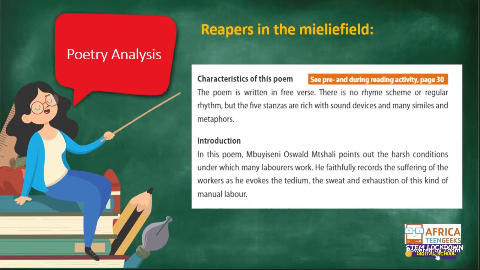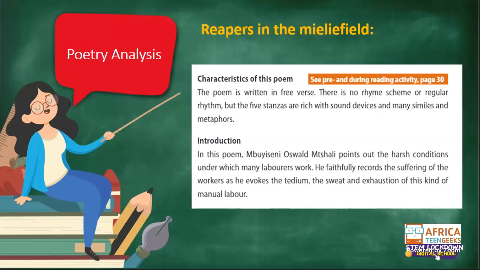What is a stanza? Just to check if you guys are still with me. A stanza is like a paragraph in a poem, right? So it has five stanzas, which are rich with sound devices, and mainly similes and metaphors. Okay. Monica, stanzas can be four or more lines. It's not only four lines. Yes, it's a collection of lines in a poem. And these paragraphs, these collections, are divided by an empty line in between. So they're like in paragraph form.